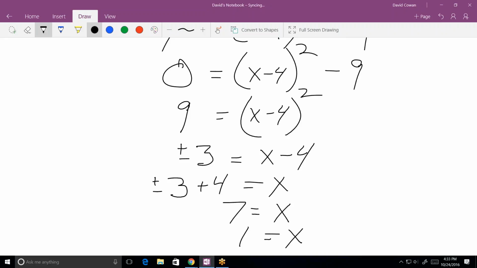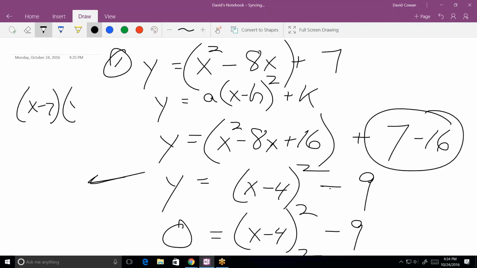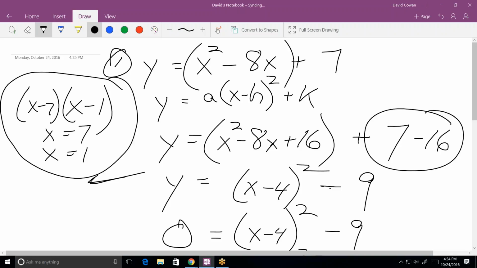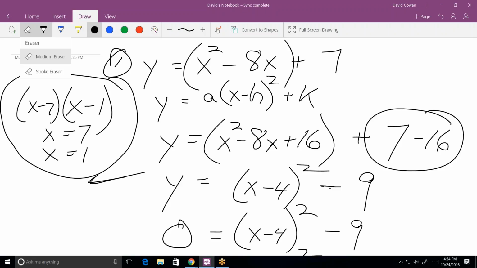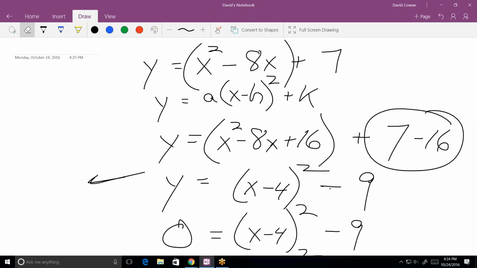Notice that that's the same solution I would have gotten had I not put it into vertex format. If I factor that quadratic, I get x minus 7 times x minus 1, and that immediately gives me x equals 7, x equals 1. So it would clearly have been a lot faster to factor it. But the whole point of this exercise is learning how to complete the square. There are a lot of places in algebra where you have to complete the square.